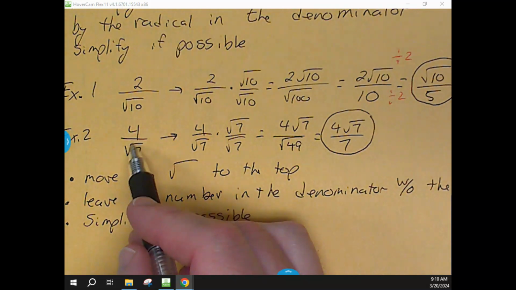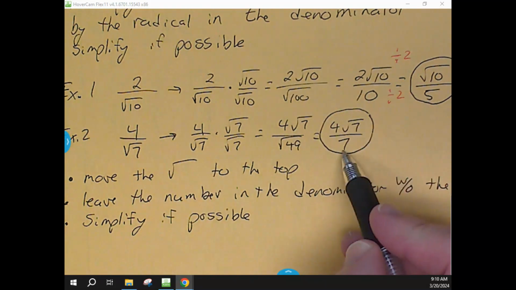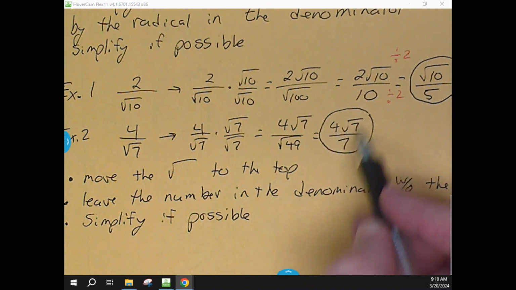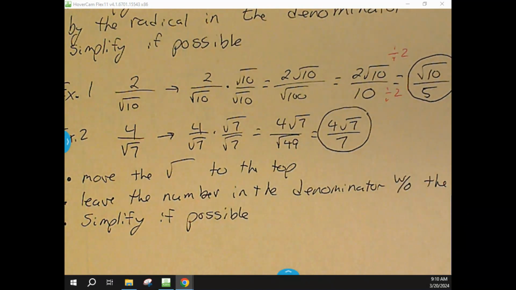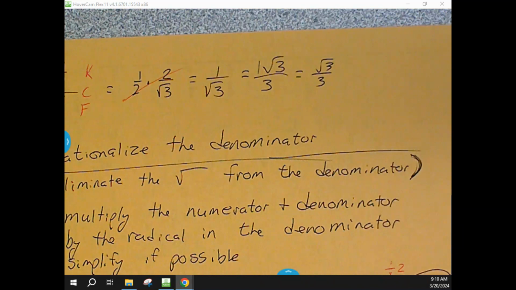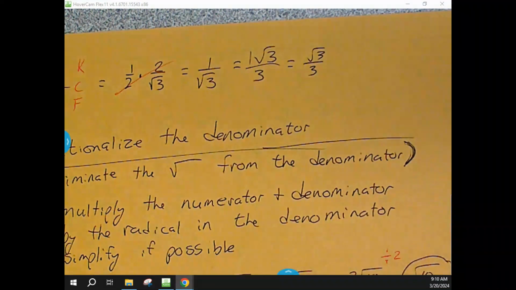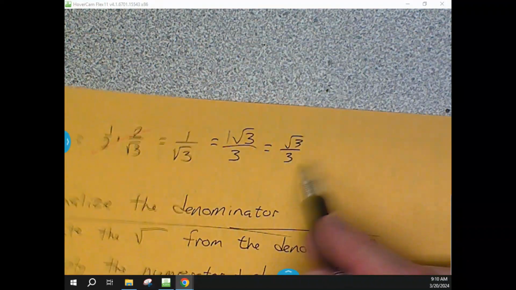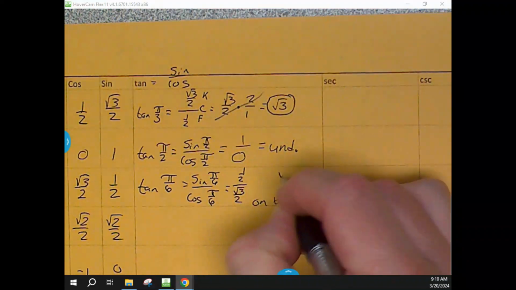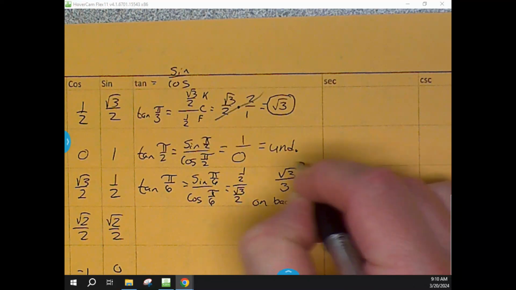Okay. Again, go back to the one we did here with 4 square root of 7. Square root went to the top. We leave the 7 on the bottom without the square root. It doesn't simplify, so that's our answer. Okay, so back on the front side, if you want to flip this back over now. That was the answer we were working with on number 3. So that final answer was square root of 3 over 3. So this answer needs to be square root of 3 over 3.